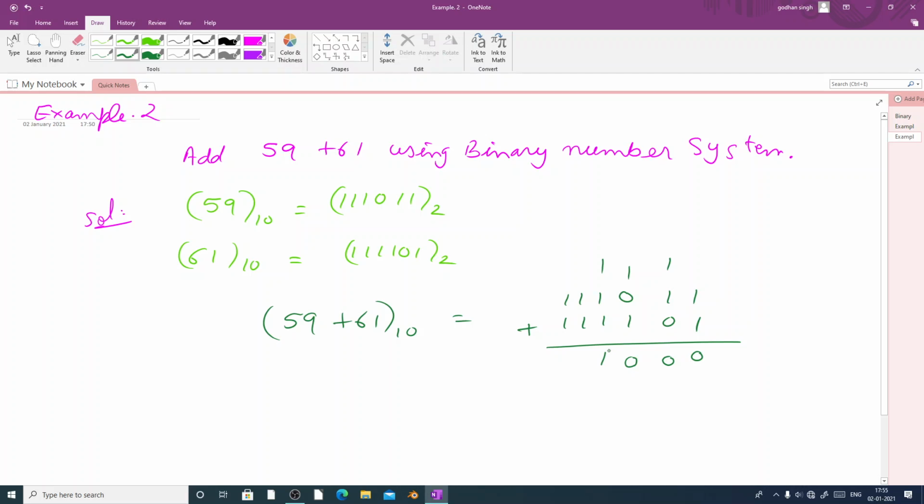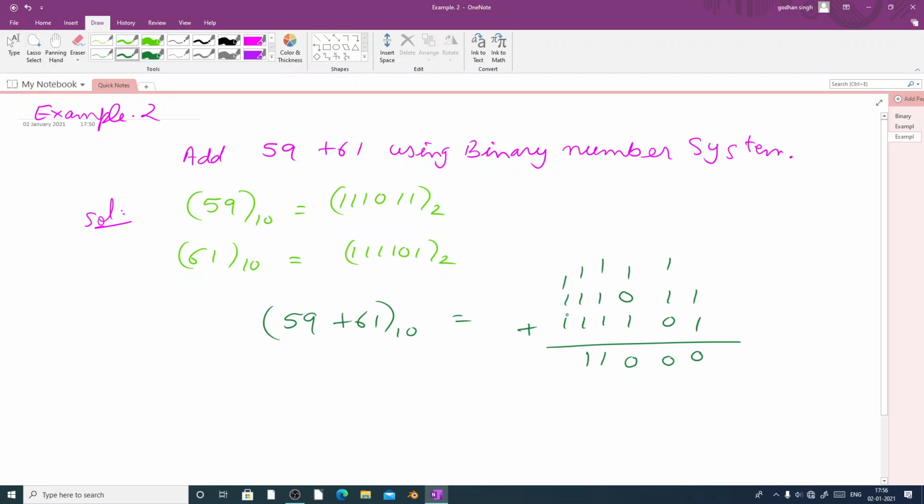be 1, and 1 will be carried from here, because we will be getting here 1 plus 1 is 1 0 plus 1, so we will be getting 1 1. So 1 will be here and 1 will be carried further. Now 1 plus 1 is again 1 0, and 1 we have carried over from this earlier step, so we are getting here 1 1. So we will write here 1, and 1 will be carried over.